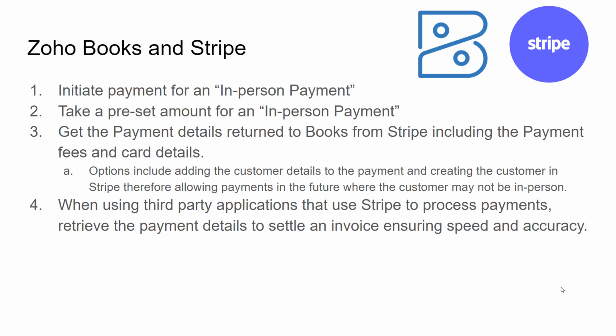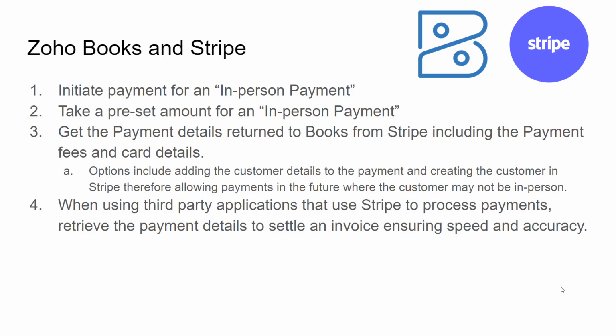Also, we can take a preset amount. So normally in option 1, the balance of the invoice would be the amount sent to Stripe for processing or for payment. Whereas if there's an agreement that a deposit will be paid, for example, then you can set the amount you wish to send to the Stripe terminal for the customer to pay.